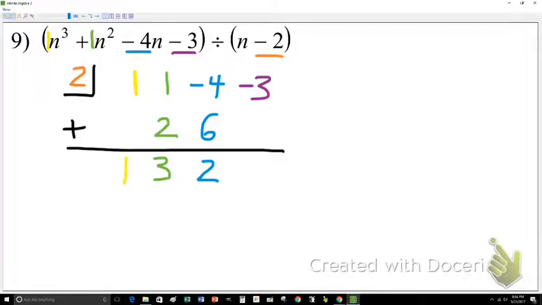And then we repeat this whole step again. So we take the 2 that we just got times the 2 that's in the box. 2 times 2 is 4, and we place that 4 underneath the next number. Add the -3 plus 4 is 1, so we have a remainder of 1.